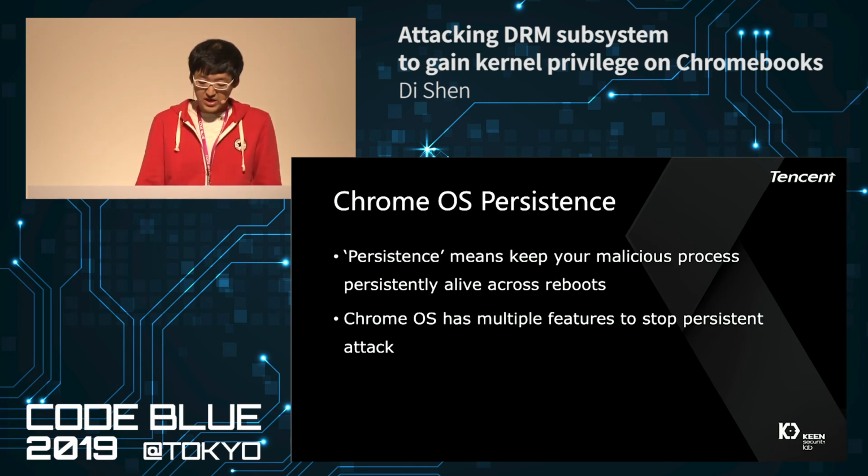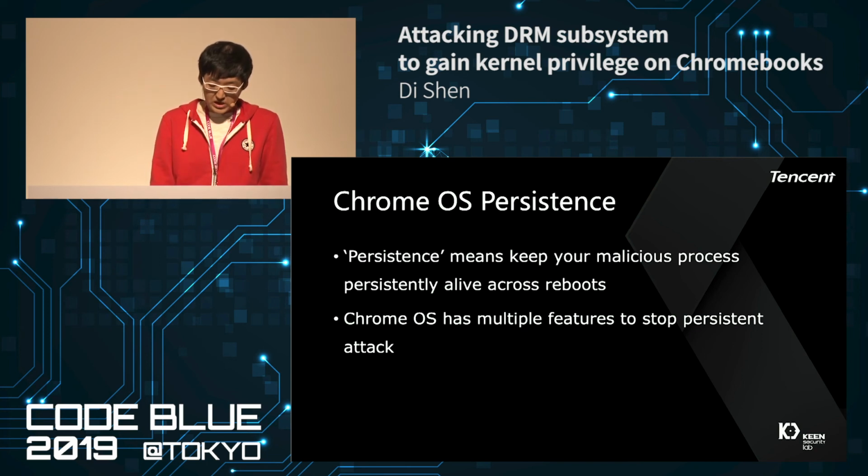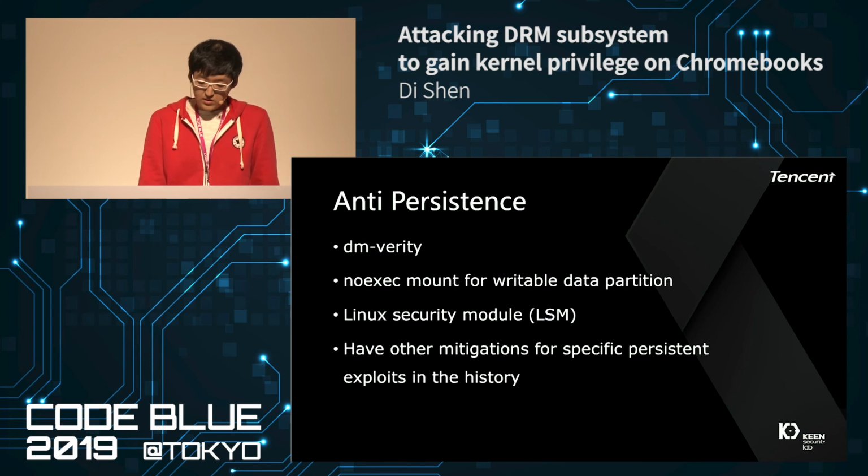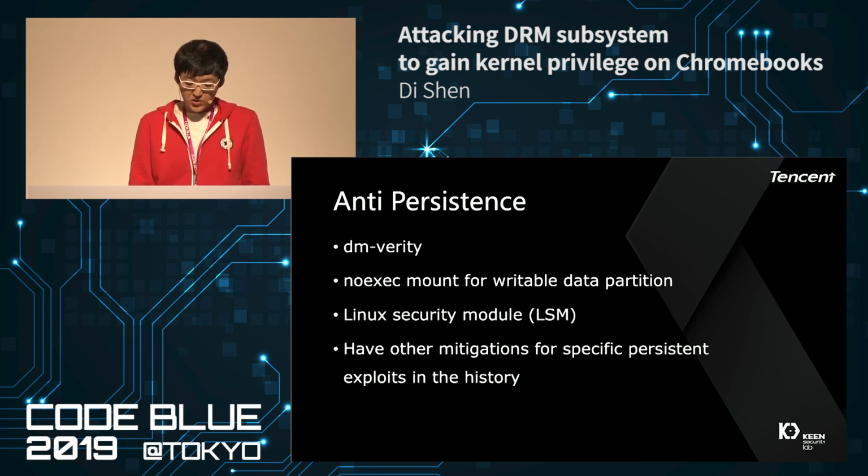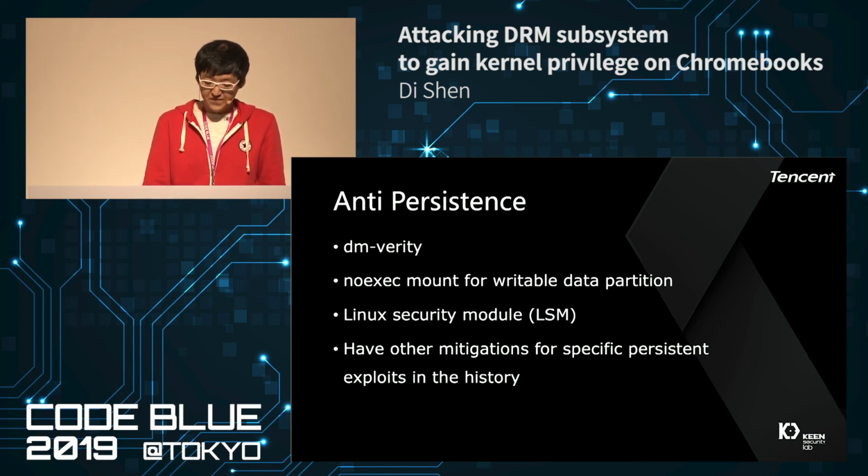So to bypass the dm-verity, you need a persistent exploit. Persistence means keeping your malicious process persistently alive across reboots. However, besides dm-verity, Chrome OS also has multiple features to stop persistent attacks. So what have they done for anti-persistence? The first thing is dm-verity. I have given enough explanation about it.